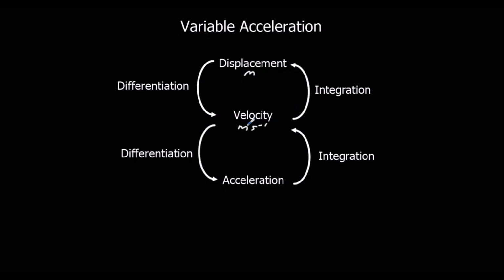by differentiating, and we're going to change from meters per second to meters per second squared by differentiating again. So displacement to velocity is differentiation, velocity to acceleration is differentiation. And then we can go the other way. So from acceleration to velocity is integration, and from velocity back to displacement is integration again.